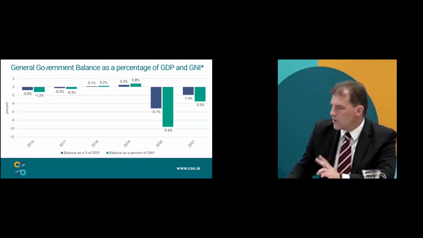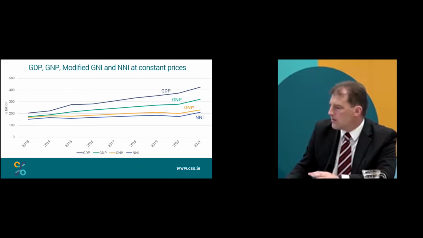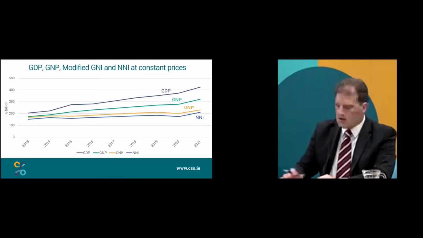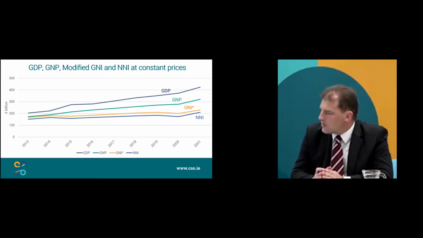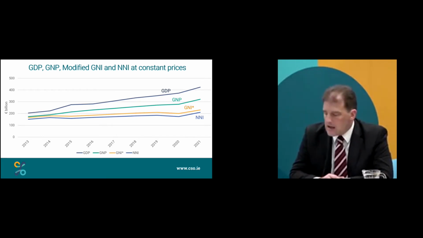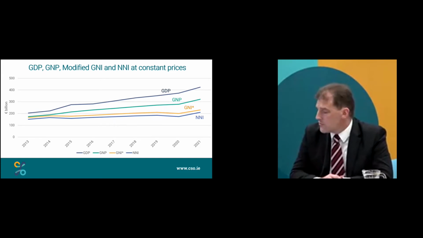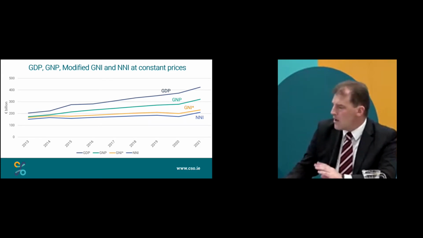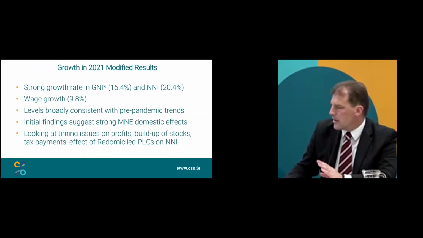But to move away from the current price to constant and the growth rates. So the large growth we see in GDP and GNP is followed by the large growth in GNI Star and NNI. NNI is a new indicator we introduced, internationally comparable indicator we introduced last year. And we spent some additional time looking at this.